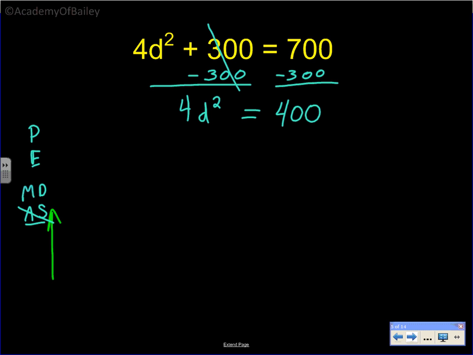So we've gotten rid of all the addition and subtraction. Now multiplication and division, this is where we're at now. We are multiplying d squared by 4, so the opposite of multiplying by 4 is what? Dividing by 4. If I divide the left side by 4, I have to divide the right side by 4. So the 4's cancel. I have d squared is equal to, what's 400 divided by 4?